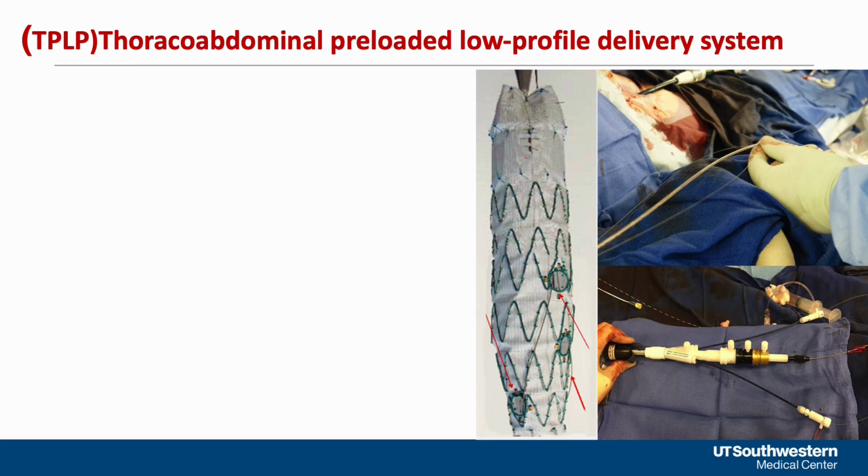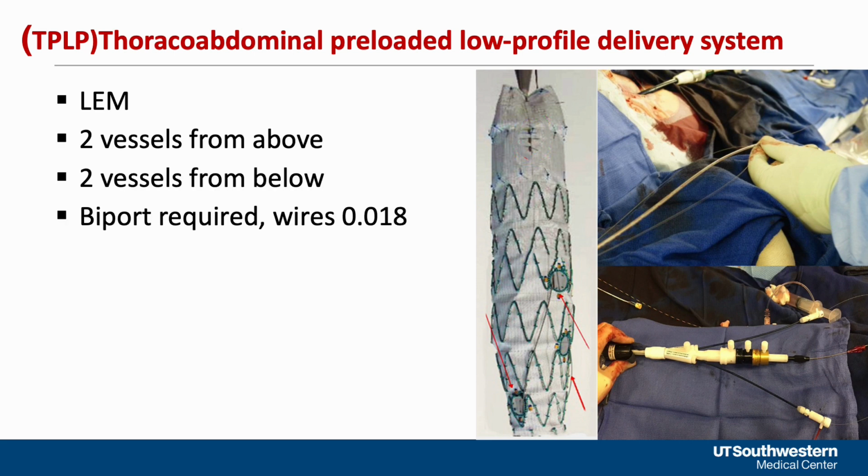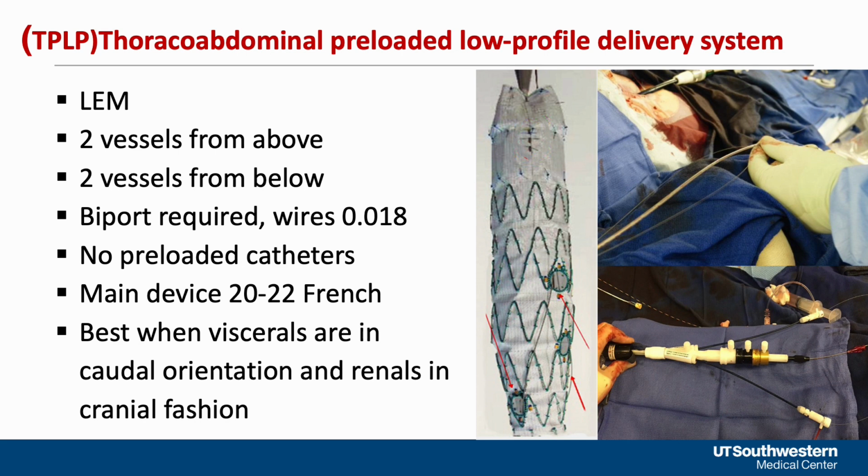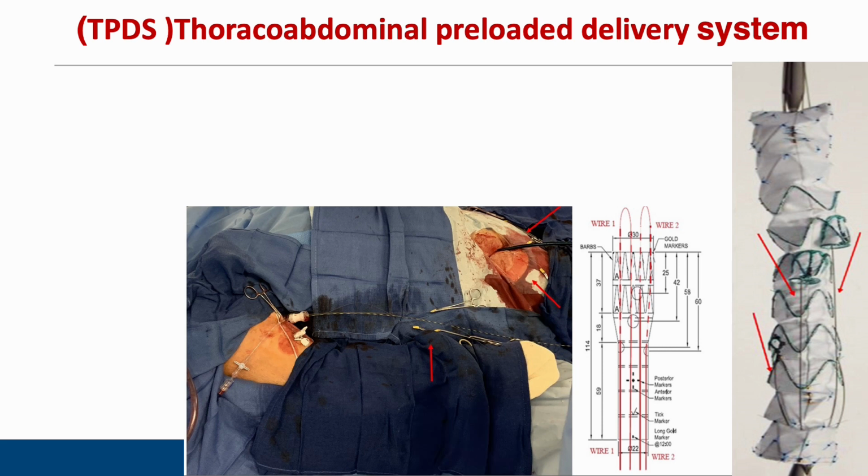Then the next generation was the TPLP, or thoracoabdominal preloaded low profile delivery system. This one has no LEM, 2 vessels from above, 2 vessels from below. There's a BiPOR required. It uses 018 wires, no preloaded catheters. The main device was 20 to 22 French, and is normally really helpful when you have viscerals coming from a caudal orientation and you have renals in a cranial fashion.